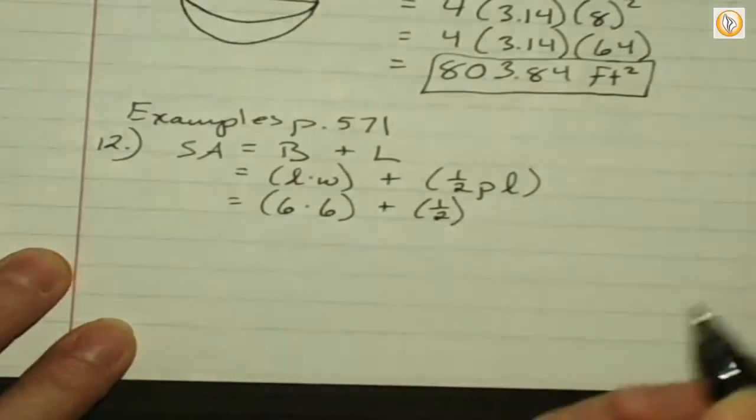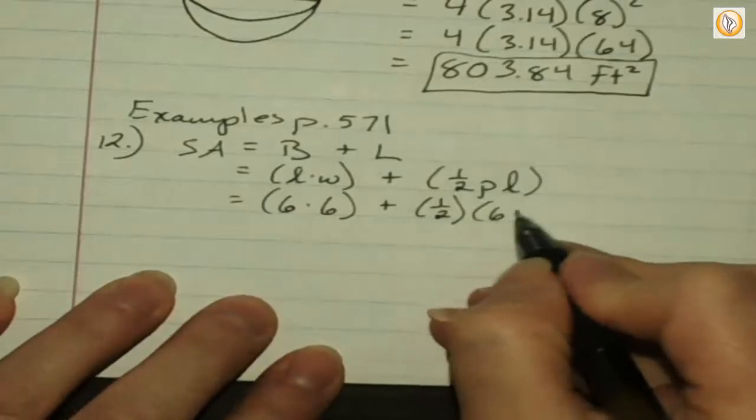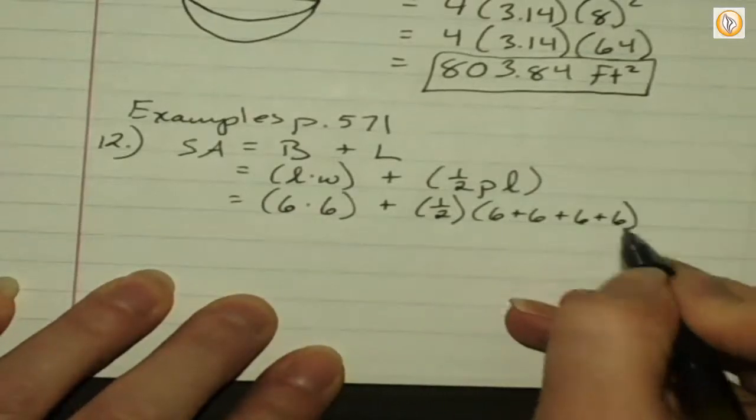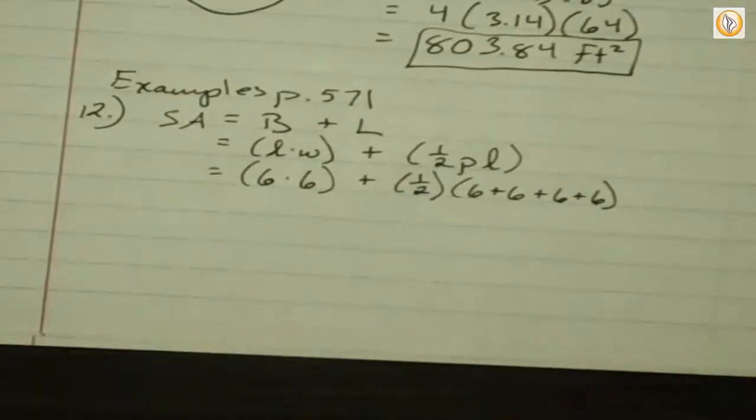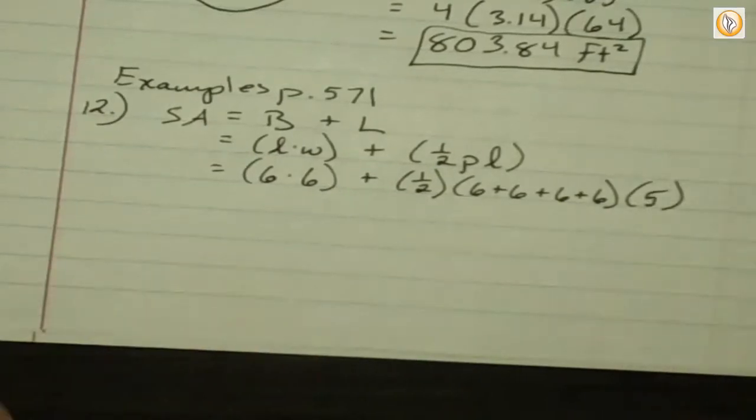Now we have a half. Emily, what do I put as my perimeter? Don't solve it, just tell me. 6 plus 6 plus 6 plus 6. She's got it, y'all. And Cecilia, what is my slant height? 5. Very good. Do you see why, boys and girls, it's 5? Is 4 slanting? No. 4 is straight up and down. 5 is slanting. Okay?